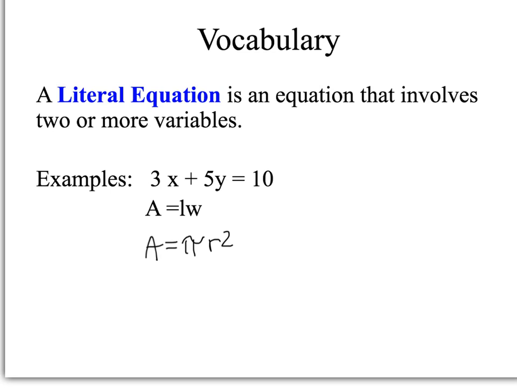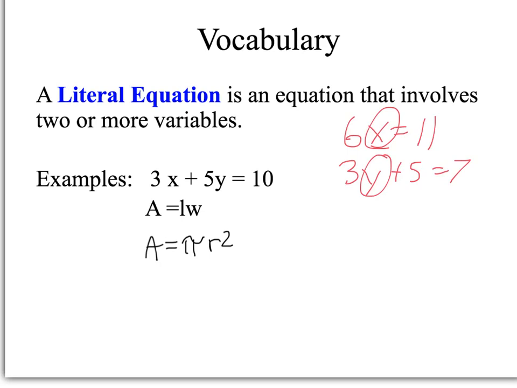Okay, so the vocabulary here is a literal equation. It's just an equation that involves two or more variables. We've mostly been doing equations like 6x equals 11 or something like 3y plus 5 equals 7, and we've only been working with one variable. Well, a literal equation has two or more, so it could have like 3, 4, or 5.